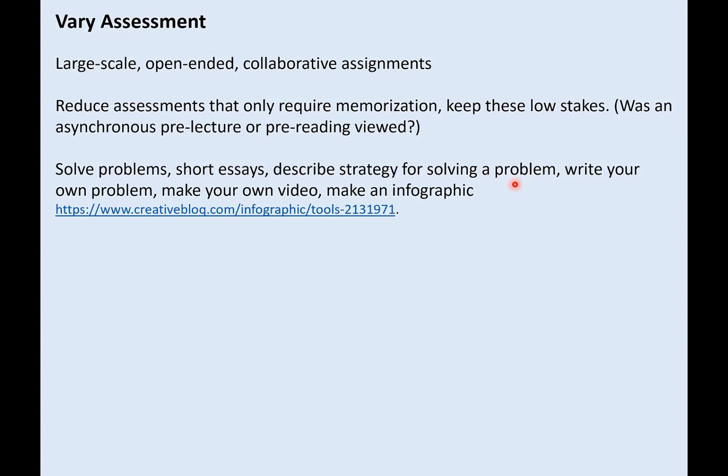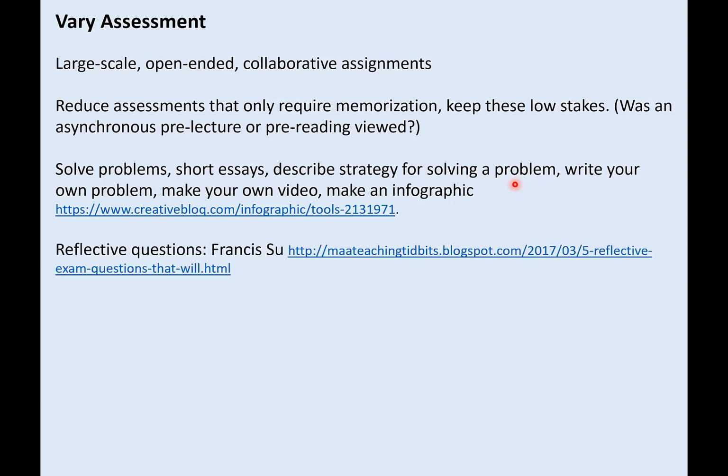So by varying assessment, especially in this online world, where, all of you, I'm sure you're experiencing this right now, we're just so sick of sitting on computers and doing Zoom. It's really nice to have alternate kinds of assessments.